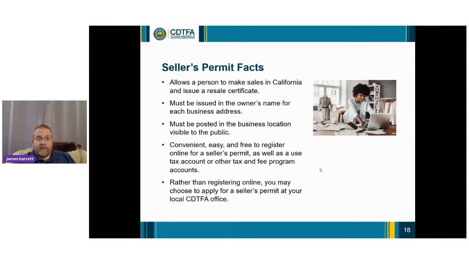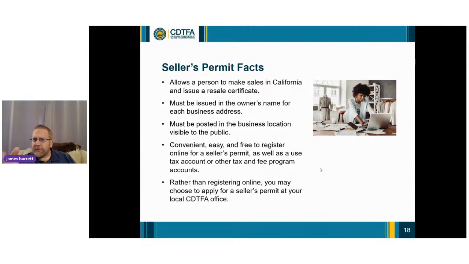Having a seller's permit allows you to make sales in California. It's actually illegal for you to sell without one. And it also allows you to issue a resale certificate, which we'll cover in a bit. It has to be issued in the owner's name for each address. If you have multiple locations, you can have one seller's permit, add multiple addresses on it. You post it in a location visible to the public, okay? And you can get them for free online with us.